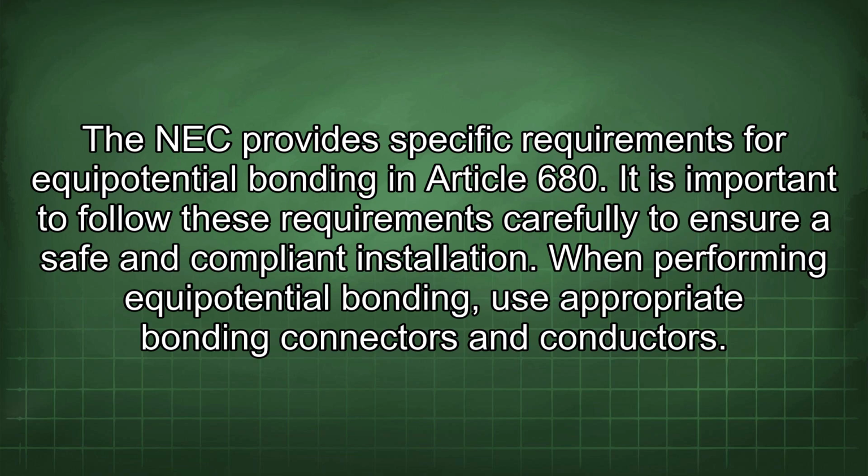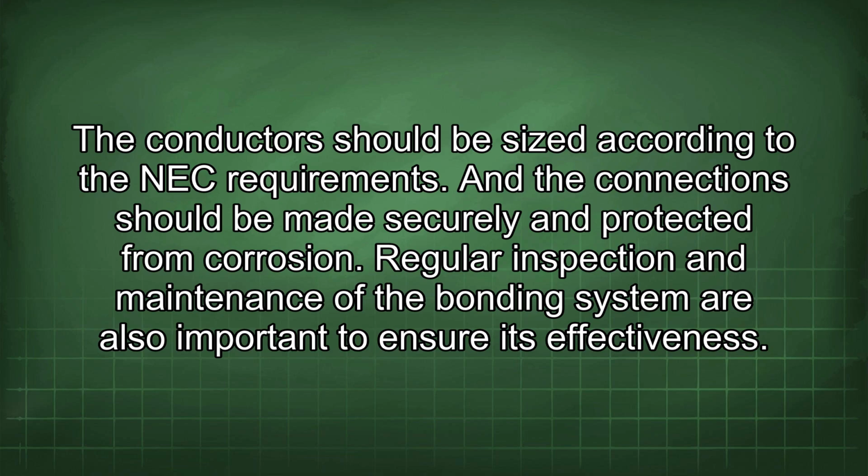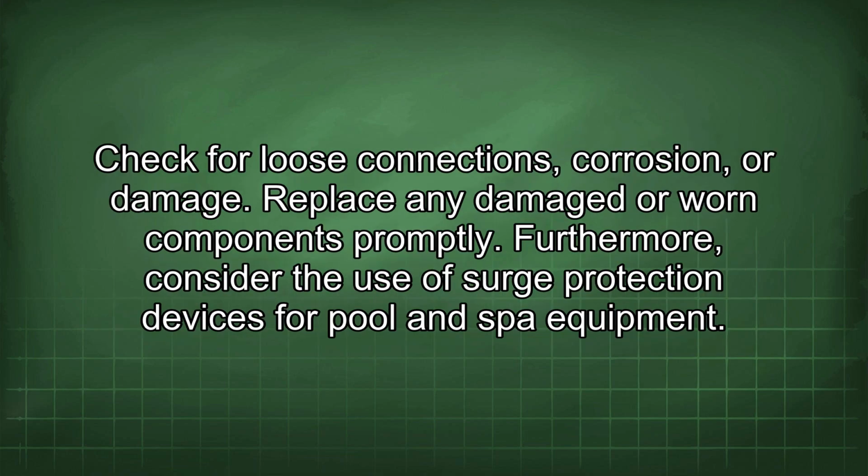When performing equipotential bonding, use appropriate bonding connectors and conductors. The conductors should be sized according to the NEC requirements, and the connection should be made securely and protected from corrosion. Regular inspection and maintenance of the bonding system are also important to ensure its effectiveness. Check for loose connections, corrosion, or damage. Replace any damaged or worn components promptly.